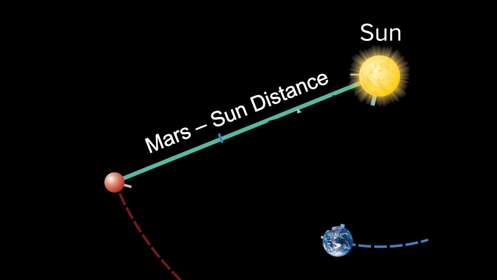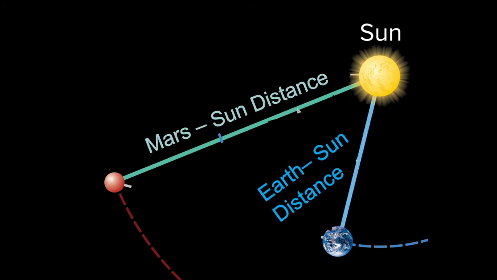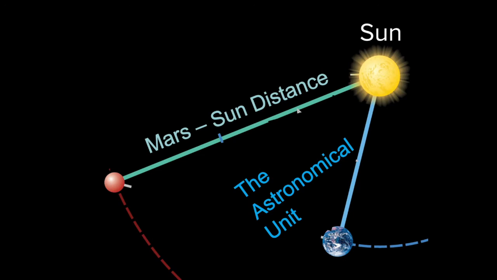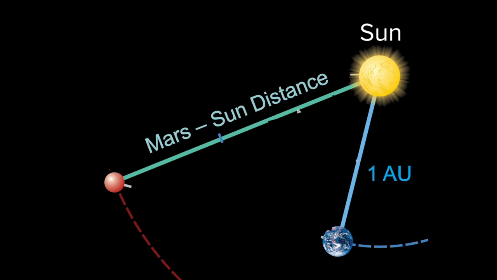distance. Now, he obviously couldn't measure that all on his own, but he could measure that in terms of the Earth-Sun distance, what he termed the astronomical unit, or 1 AU. Notice here how he has a right triangle. Normally we could solve this, but there's a problem.